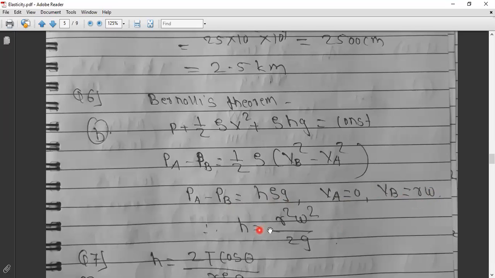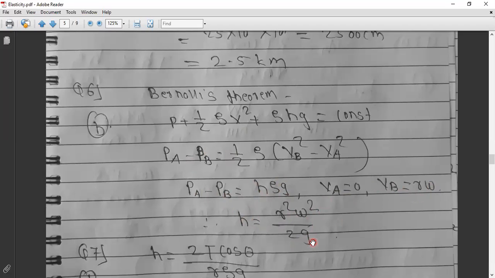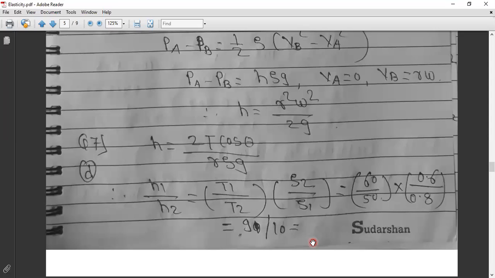So h is equal to r square omega square upon twice g. Put this given condition value in the last equation, simplify it, we get the h value. Put the difference, Pa minus Pb is equal to h rho g, so h is equal to r square omega square upon twice g. So for this question number 6, correct option is B. Next one, question number 7.